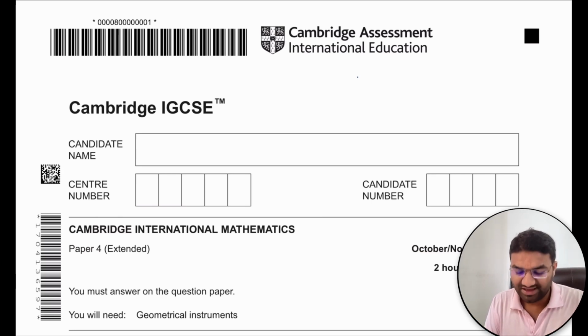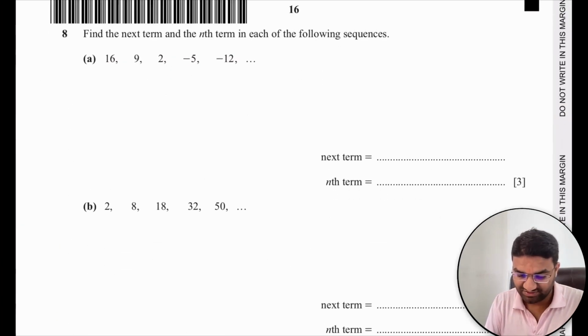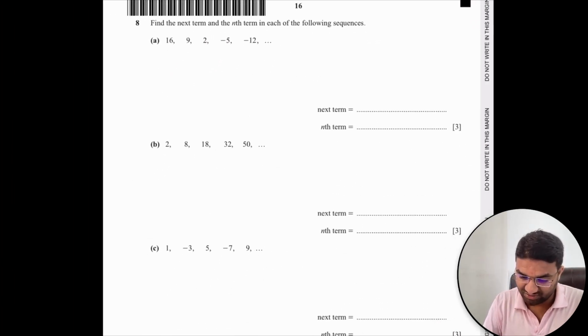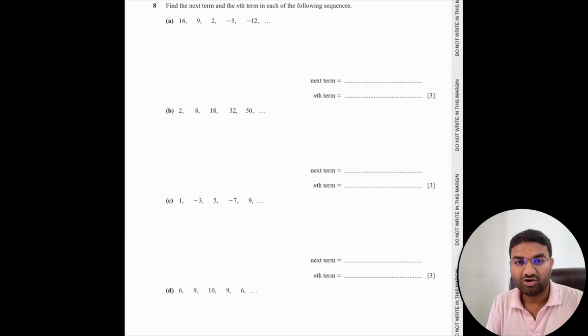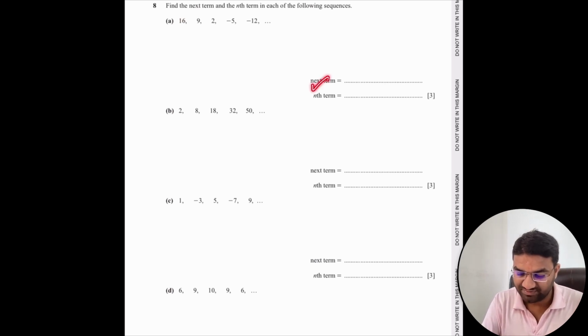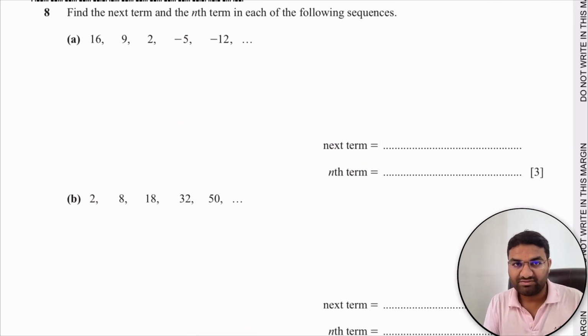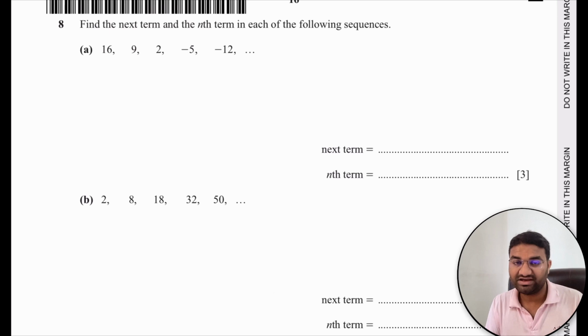Fine. So let's start discussing these questions. First one here, this is question number 8, from the October November paper. We have 4 sub questions A, B, C, D, and you have to write the next term and nth term for each sub question. This is one of the comprehensive questions, that's why I am discussing it here, so that you will get a better idea and can solve any of these kinds of questions.